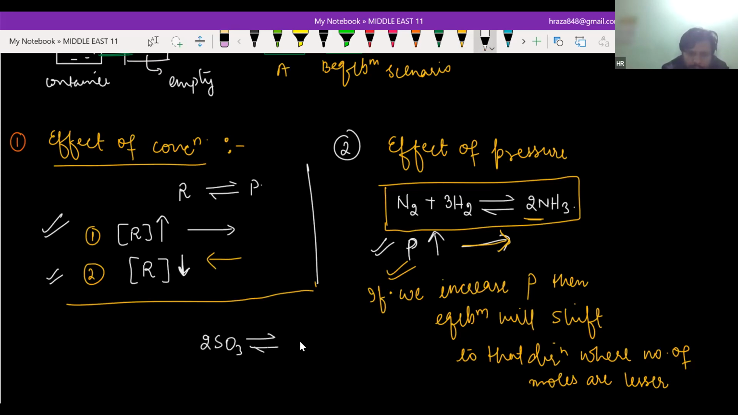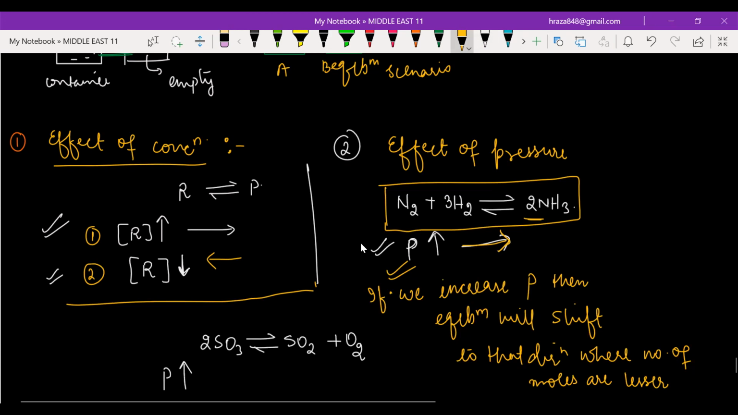2SO3 and here it will be SO2 and O2. So in this container, if I am going to increase the pressure, where will be the direction of equilibrium? Where will be the direction of reaction? Just say left or right. Sir, left towards reactant.